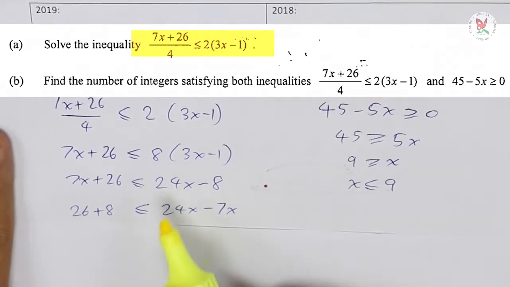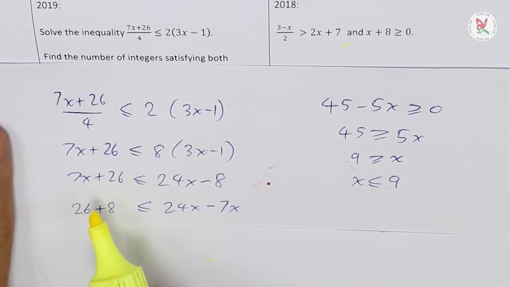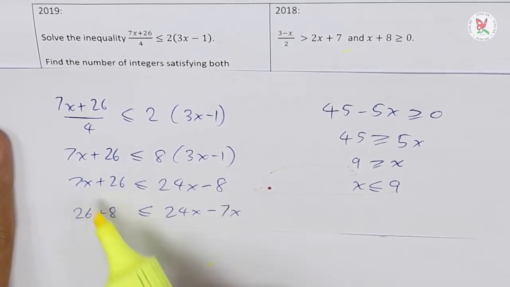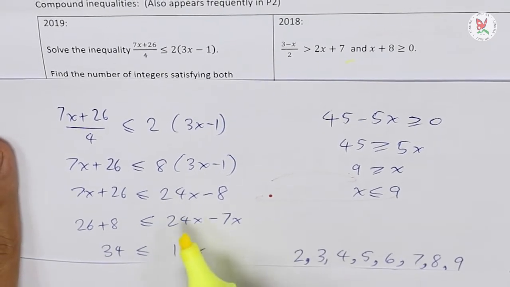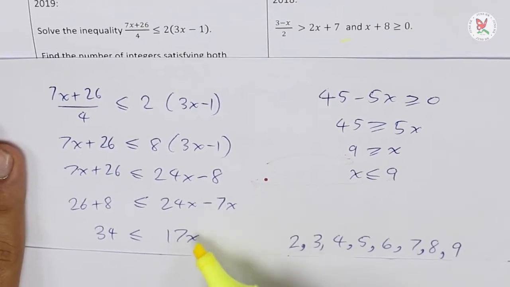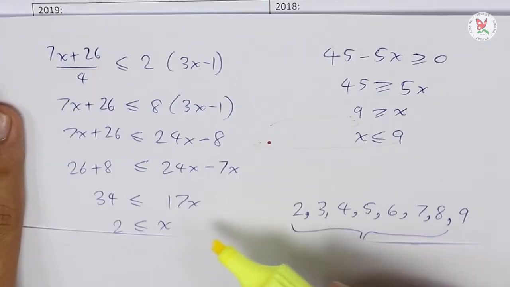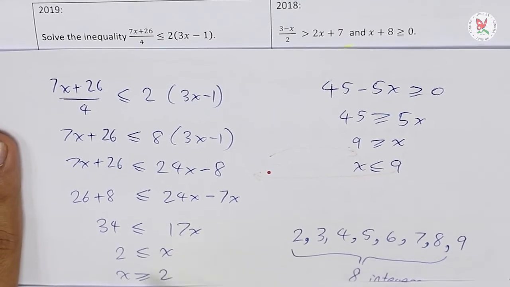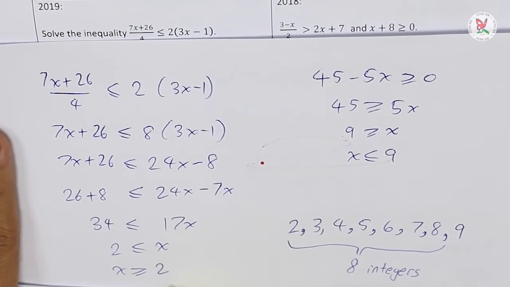So now we have this very nice inequality here. We can just take the x's together on one side and the constants on the other side. So we have 26 plus 8, which is 34, and on the right side we have 24x minus 7x, and we're left with 17x. Now we just divide both sides by 17. We have x is greater than or equal to 2. To illustrate this more nicely, we can do it the other way around and say 2 is less than or equal to x. We can just switch it so it's a nicer format.